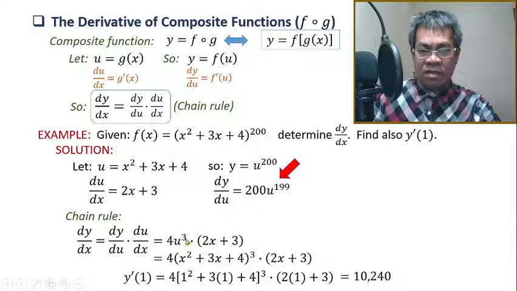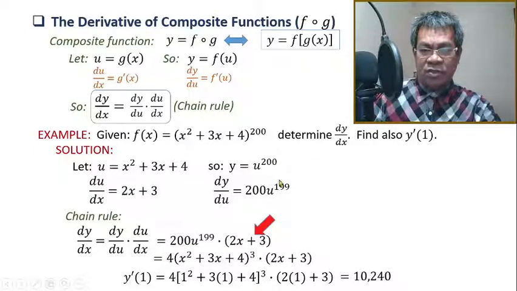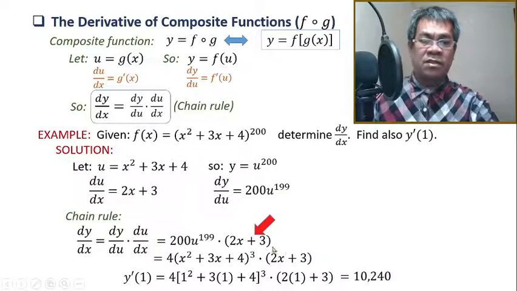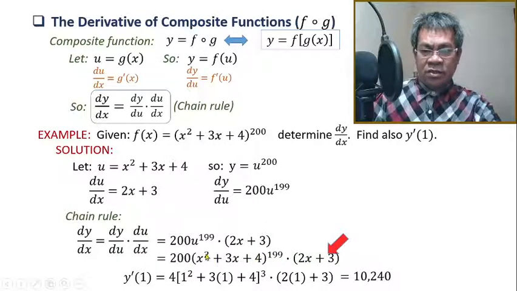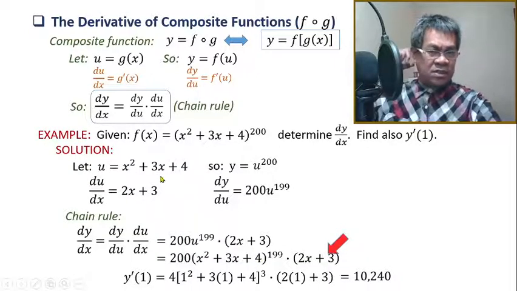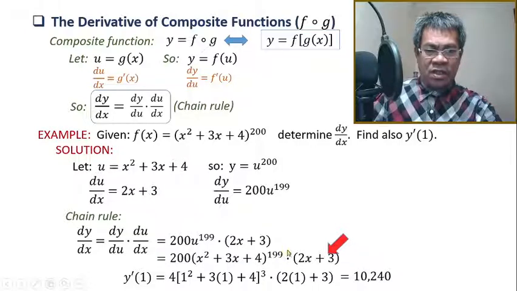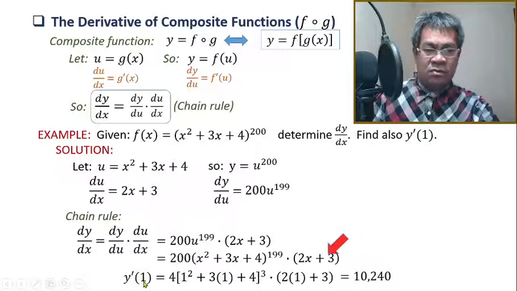So the same formula, but again, we have to replace this with this value. Okay? So we have to change this with 200u raised to 199, and this is the same, 2x plus 3. And this will become, take note u is the same, x squared plus 3x plus 4, raised to 199 multiplied by 200, and we have the 2x plus 3 factor. So then with that, you can use your derivative of y with respect to x, as x is equal to 1. So substitute it here, and the answer is 10,240.